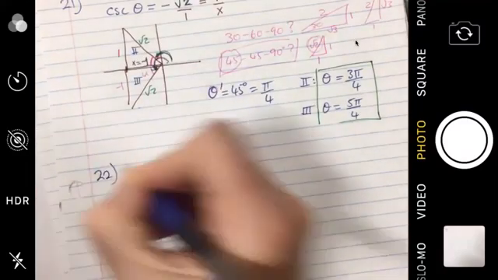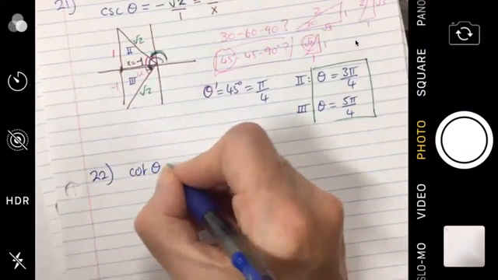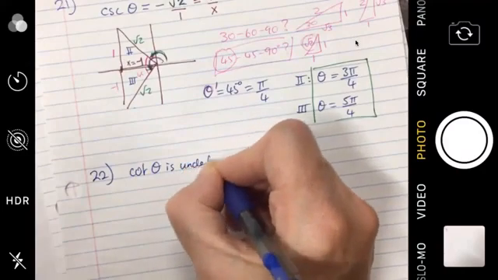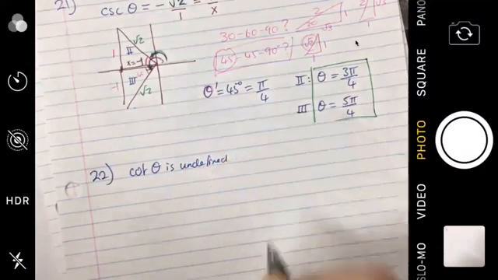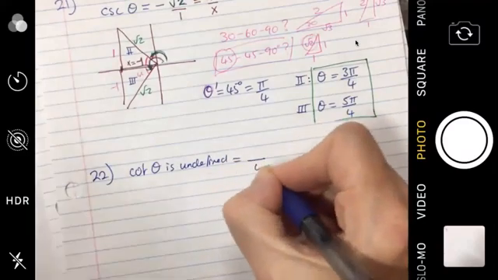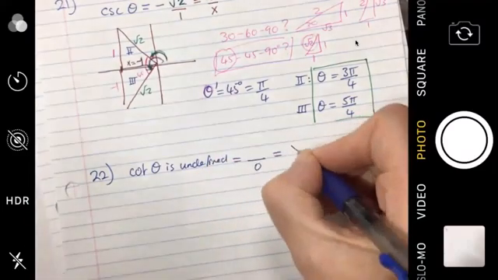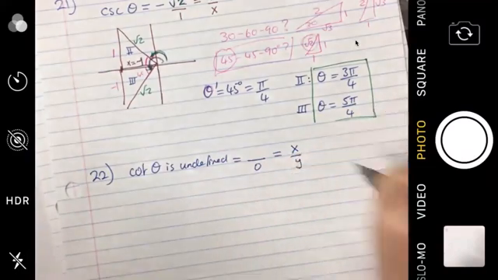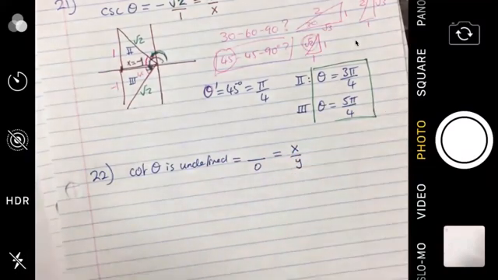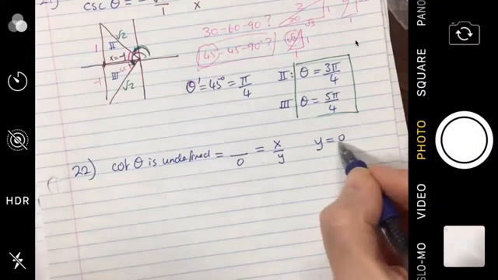And question 22, our cotangent of this angle we don't know is undefined. That doesn't mean we can't solve it. Undefined means we have got a number divided by 0. And we know we were given a cotangent, and we know that a cotangent is the ratio of x divided by y. So at this point, we know that y equals 0. I can't draw a triangle, a right triangle, where one of the legs has got 0 length.